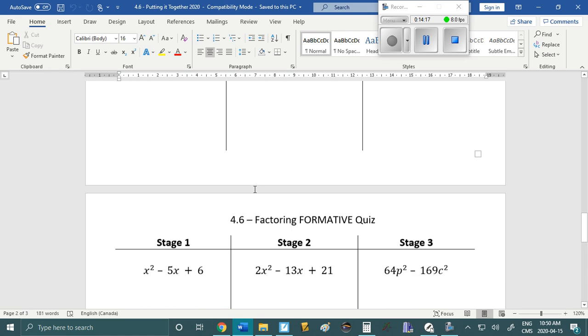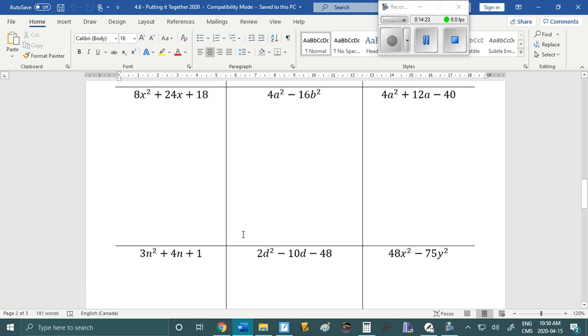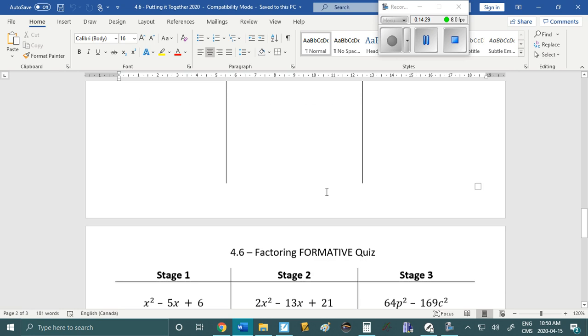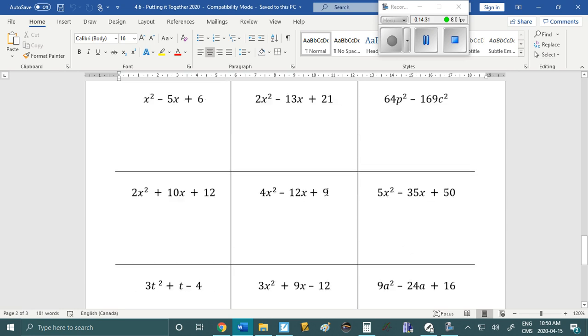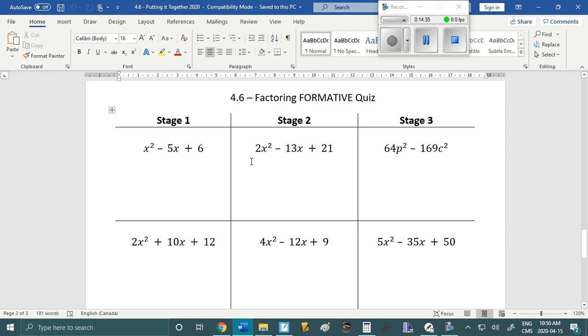So because this is a factoring day, and just like a put all the factoring together day, I would like you to do these 9 questions. I will talk through these 9 questions, hopefully quickly, and then your homework, on top of some textbook work, will be this factoring formative quiz.